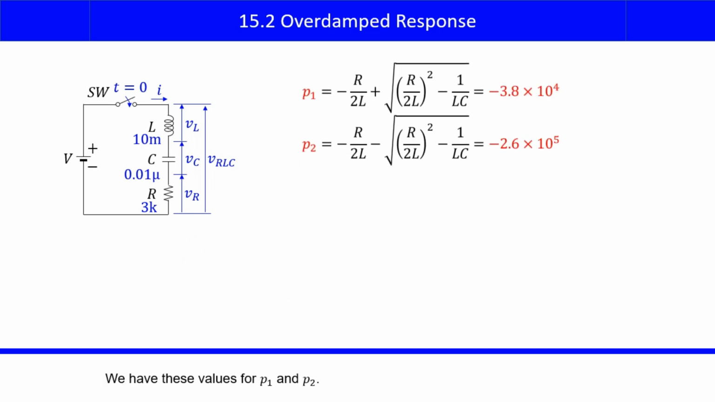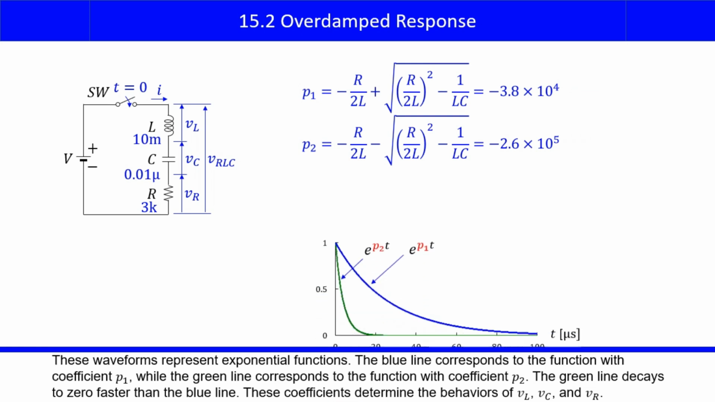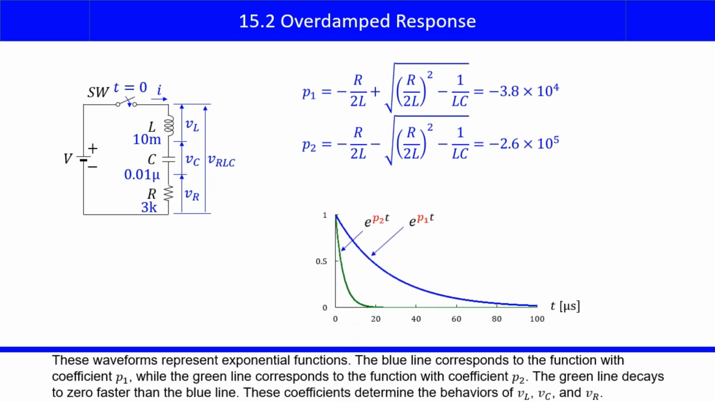We have these values for P1 and P2. The absolute value of P2 is approximately 7 times greater than the absolute value of P1. These waveforms represent exponential functions. The blue line corresponds to the function with coefficient P1, while the green line corresponds to the function with coefficient P2. The green line decays to 0 faster than the blue line. These coefficients determine the behaviors of VL, VC, and VR.